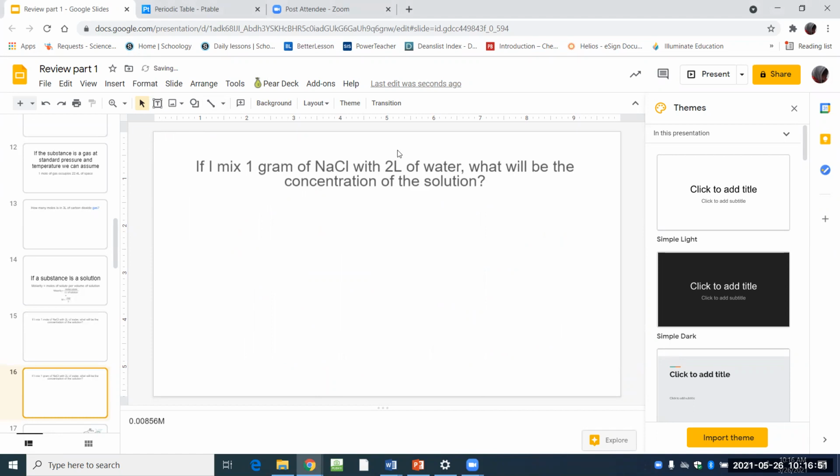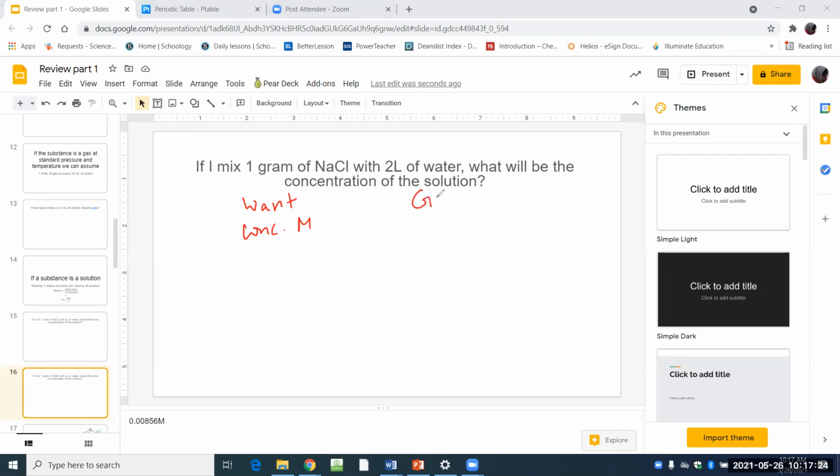Okay, this is the next problem. If I mix 1 gram of sodium chloride with 2 liters of water, what will be the concentration of the solution? The same problem as before, except that previously I gave you moles and now I'm giving you grams. But the setup is the same. You're still looking for the same thing. So let's go step by step again, starting with the want and the given. He wants the same thing as before, concentration in molarity.